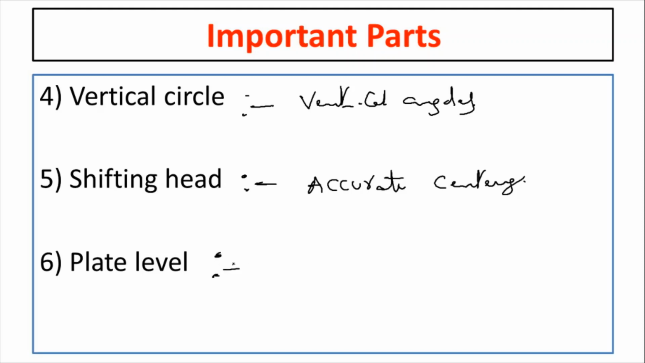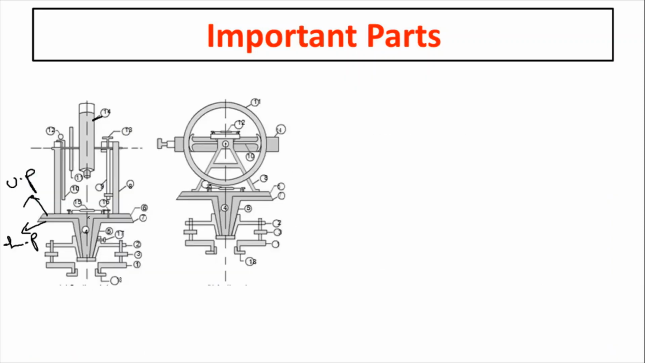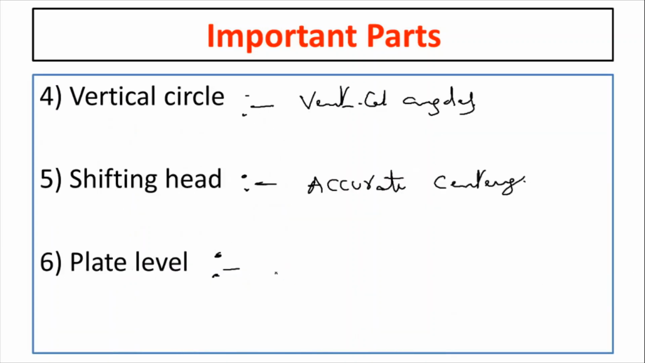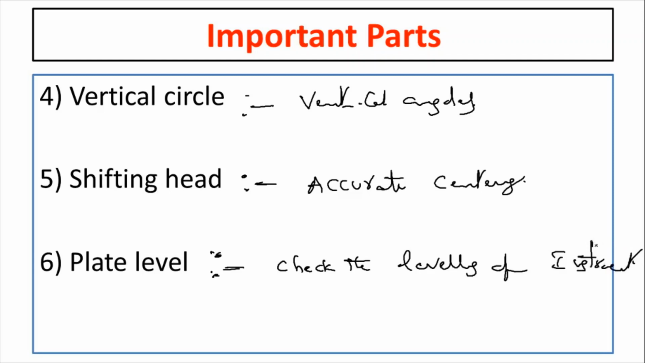Then next one is the plate level. What is this plate level? It is the bubble tube located on the plates here. This is the lower plate, this is the upper plate. Whatever bubble tube is there on the upper plate, that is called the plate level. This plate level is used to check the leveling of the instrument. So after doing the leveling, we have to see the plate level, and in the plate level, the bubble should be exactly at the center. So these are the important parts of the theodolite.